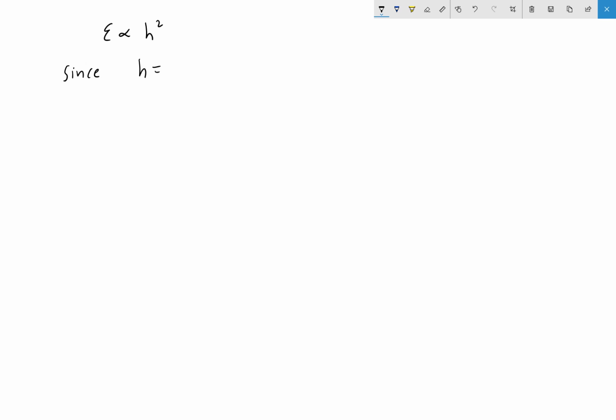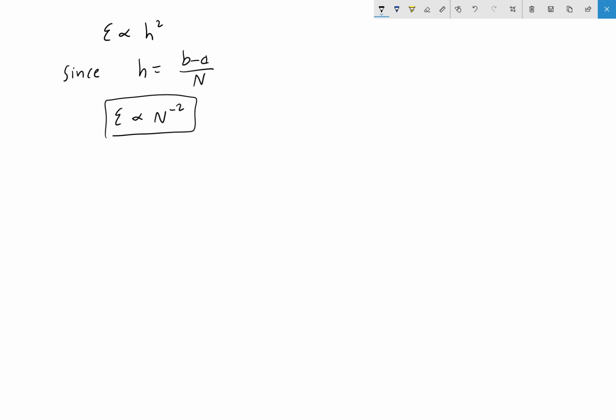And since we know that h, by definition, is the endpoints b minus a on n, so I'm sort of jumping over to your generic. You have integration limits that are not necessarily 0 to h, but instead they're b to a. Each h in there has this size. So it scales like 1 on n.